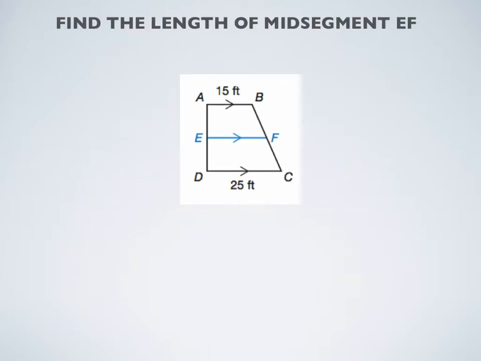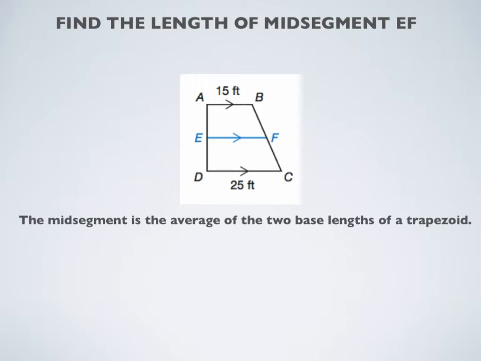In this example, we're asked to find the length of that blue mid-segment EF. And we know that the length of the mid-segment is the average of the two base lengths. So if we want to find the length of EF, we'll take half of 25 feet plus 15 feet. That's half of 40 feet, and that's 20 feet.